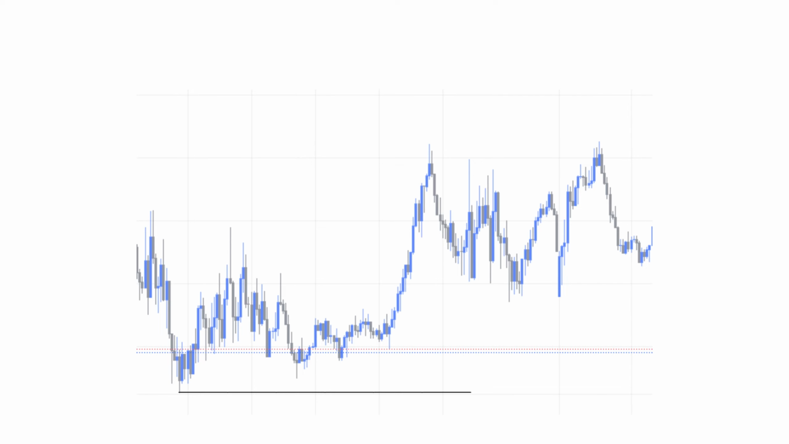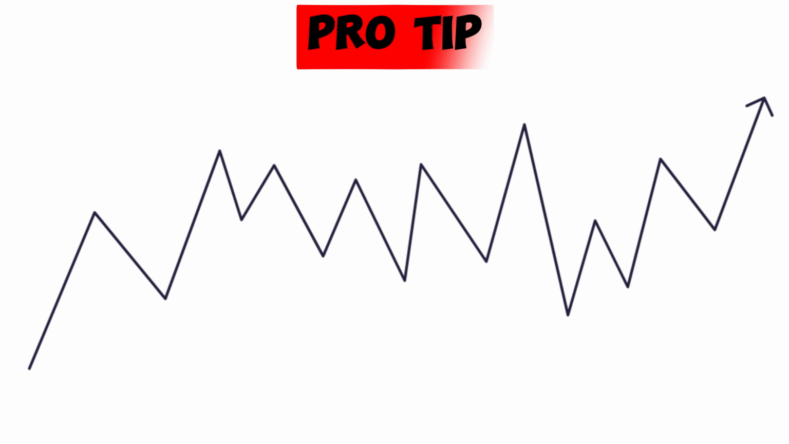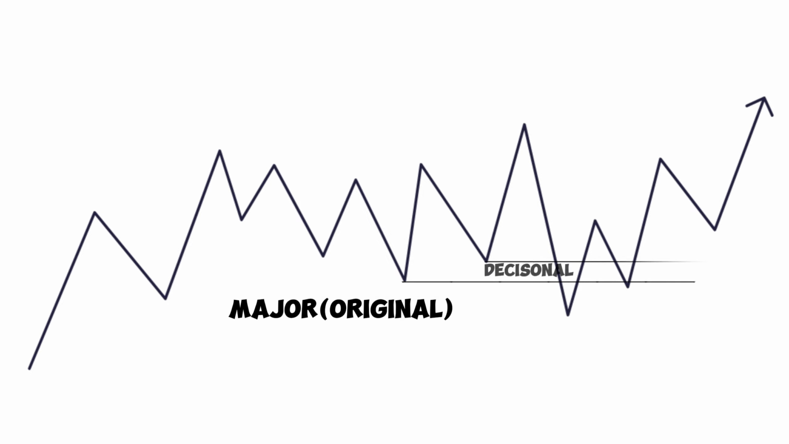So why didn't we pick this leg here as the swing low? Good question. That leg is internal, not external, and serves more like a decision point, not a major structural shift. Pro tip. Always go with the original leg that caused the break. It's the one that controls the move. Easy, right? Now we're getting into it.